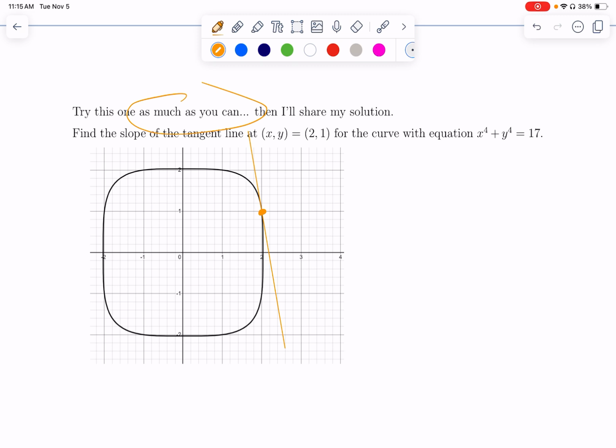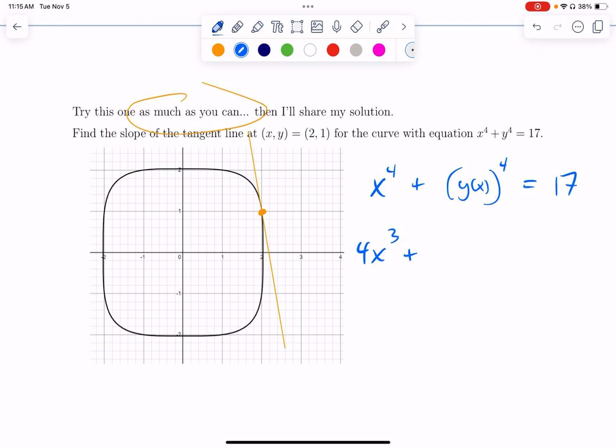Okay, so I hope you have tried this. I will write x to the 4th plus the function y of x to the 4th equals 17. Now I will take derivatives of everything. This is 4x to the 3rd. I need chain rule for the second part. The derivative of something to the 4th is 4 times that something to the 3rd. And then the derivative of the inner function would be the derivative of y, which is called dy/dx. The derivative of 17 is 0.